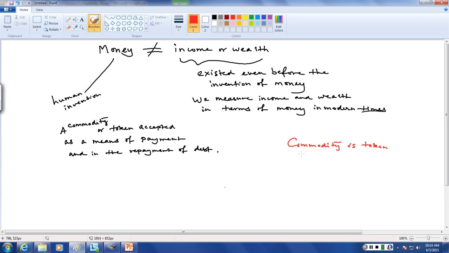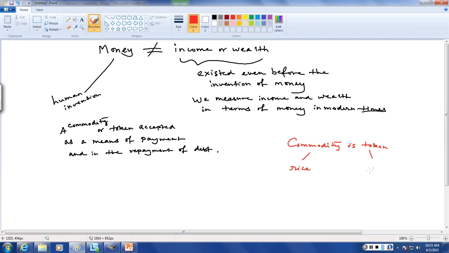For instance, rice is a commodity. Now you can think of an economy where money takes the form of bags of rice. So rice is money. You can think of an economy like that. Am I correct? Perhaps there were economies like that in the past, where some kind of grain took the form of money. Right? But these days, we use tokens.